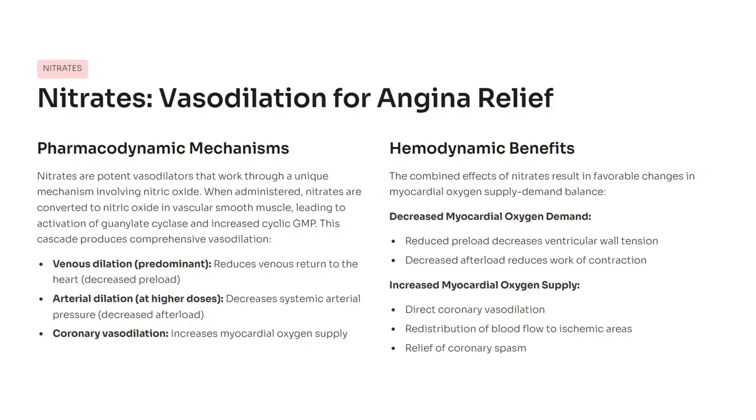Venous dilation is predominant. It reduces venous return to the heart and it decreases the preload. At a higher dose, it can cause arteriodilation, which decreases systemic arterial pressure and decreases afterload. Or coronary vasodilation, which increases myocardial oxygen supply.